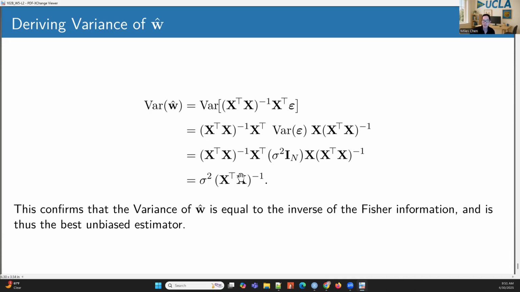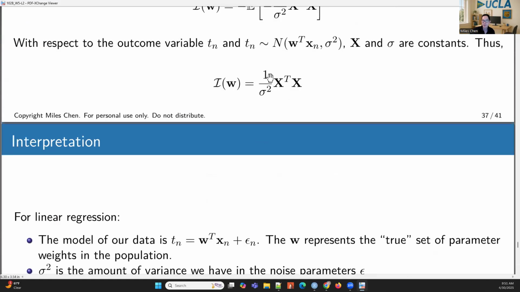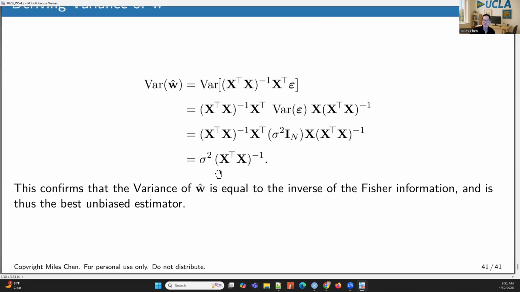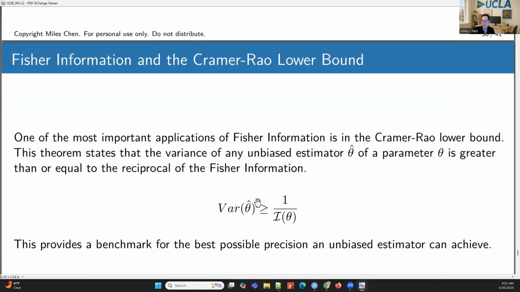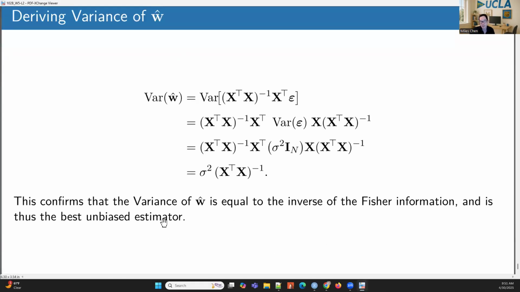And this is basically the inverse of our Fisher information. Our Fisher information is 1 over sigma squared X transpose X, and the variance is sigma squared X transpose X inverse. So in our case, the variance of W hat is equal to the inverse of the Fisher information. Because it is equal to that, that's the lower bound for what the variance can be. And so this confirms that W hat is indeed our best unbiased estimator.